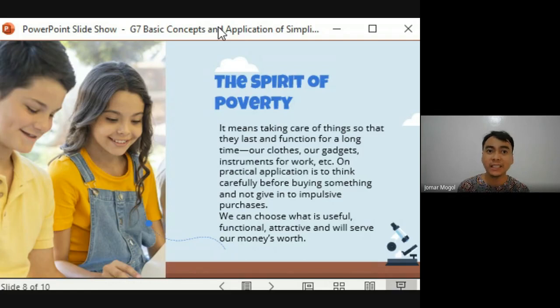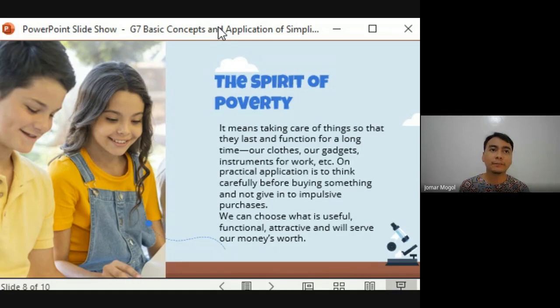Okay lang din na bumili ng mahaling gamit, as long as you can afford it at kailangan mo yung gamit na yun. There's nothing wrong in buying cheap items and also expensive items. Freedom natin yan. We have the right to buy what we want, but be sure to think about the spirit of poverty.